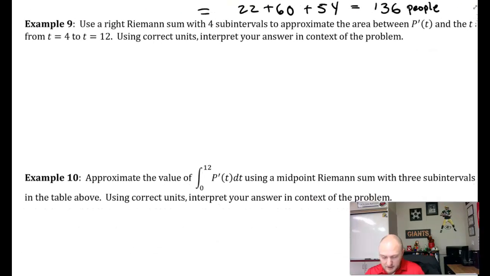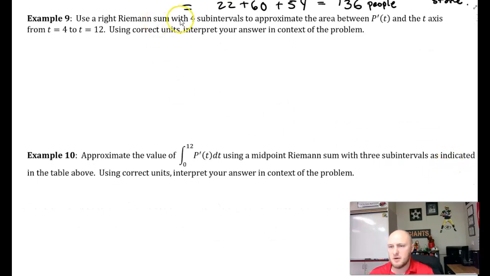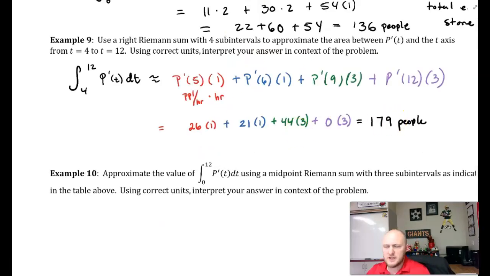Example number 9. Use a right Riemann sum with 4 subintervals to approximate the area between p prime of t and the t-axis from t equals 4 to t equals 12. Using correct units, interpret your answer in the context of the problem. I'm going to have you pause the video. I want you to try this example. I'll show you the solutions in a moment. All right, here is the solution to example 9.